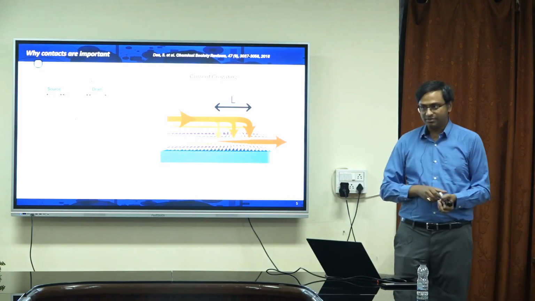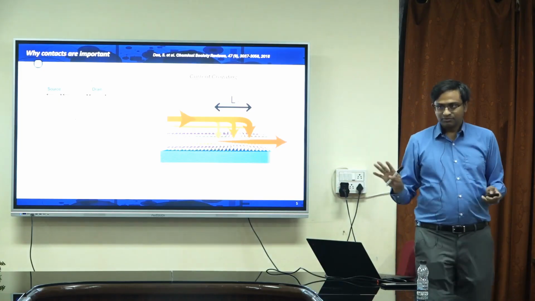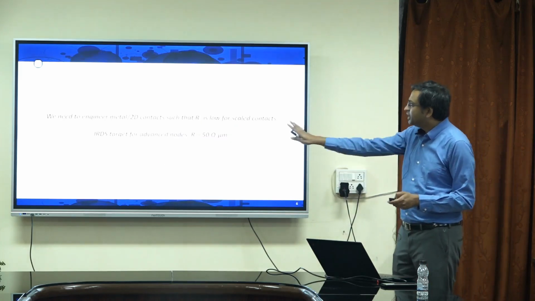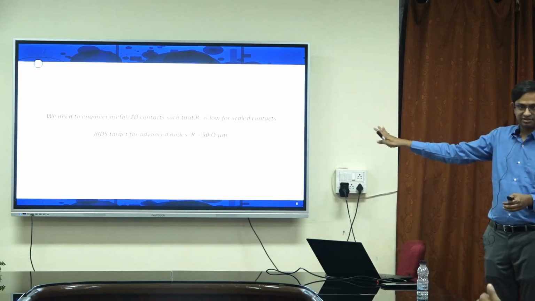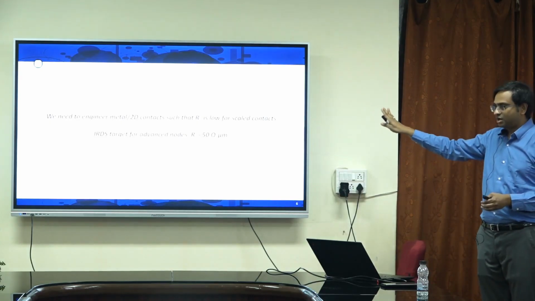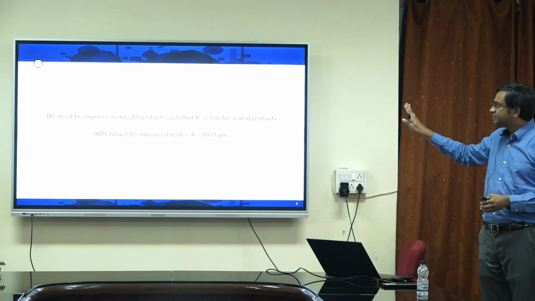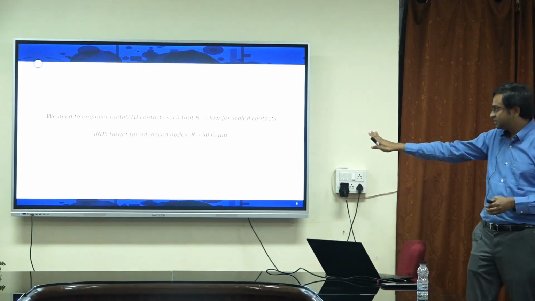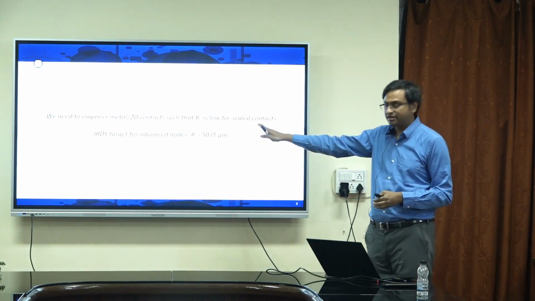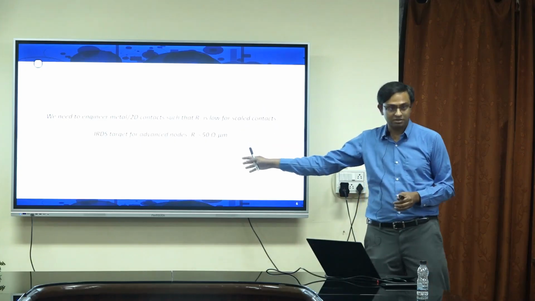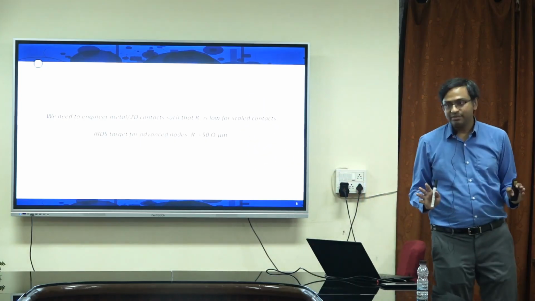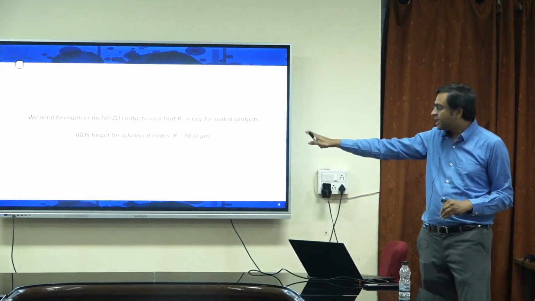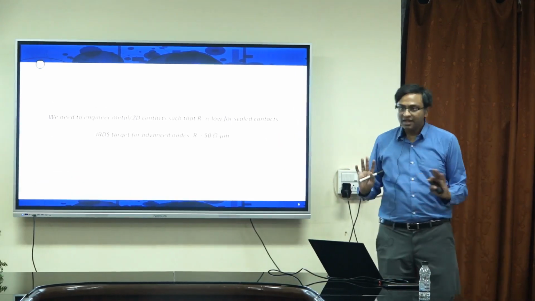Clear this part? So at the end of the day, we need to engineer. This is our task. We need to engineer the metal 2D contact such that RC is low for scaled contacts. And what is the target number? This is the target number specified by the IRDS, the International Roadmap for Devices and Systems. All the semiconductor industries like Intel, TSMC, Samsung follow this roadmap, and the roadmap specifies that RC has to be below this number.